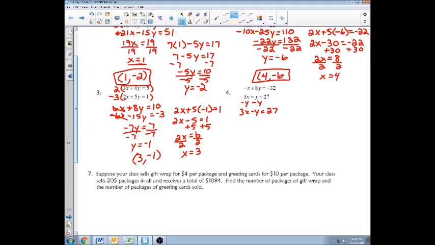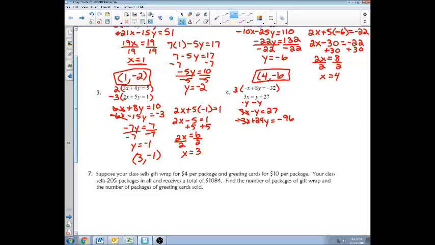Okay. Now I'm going to add this equation and this equation together. Or I can't do that yet, I'm sorry. But I'm going to look at those two equations. So I have 3x minus y equals 27 and negative x plus 8y equals negative 32. I can very easily turn that negative x into a negative 3x by multiplying by 3. So negative 3x plus 24y would equal negative 96. Okay. The 3x and the negative 3x would cancel.